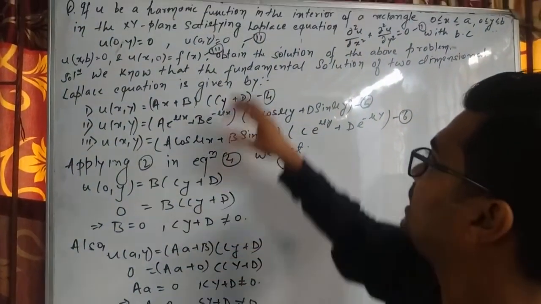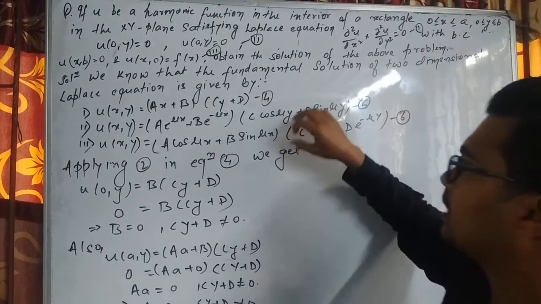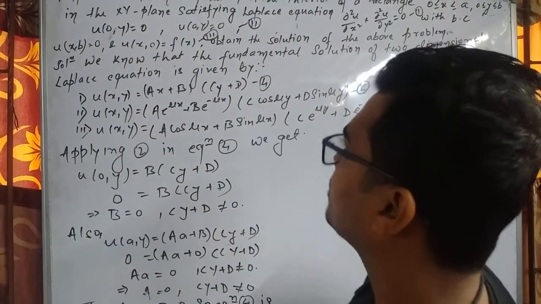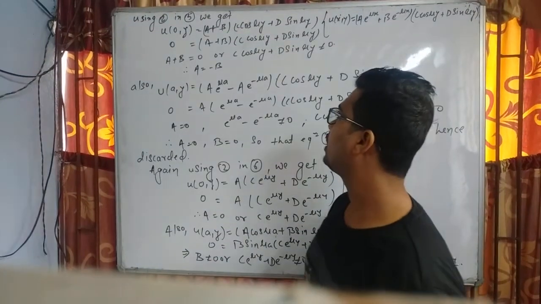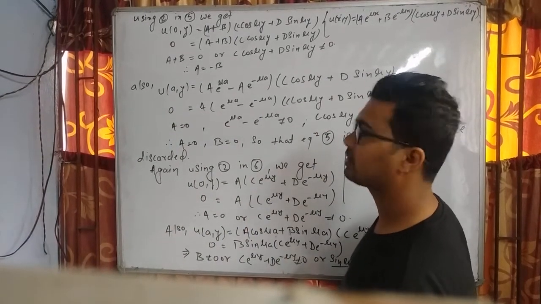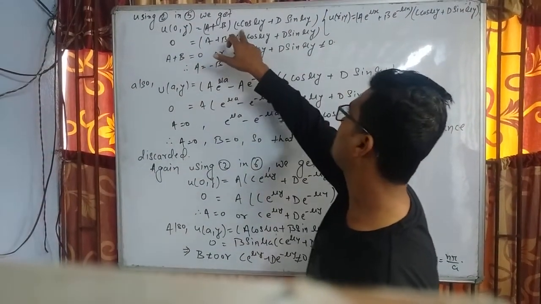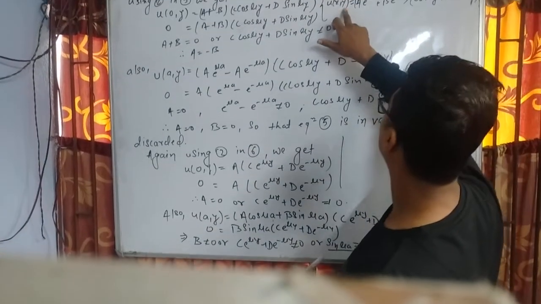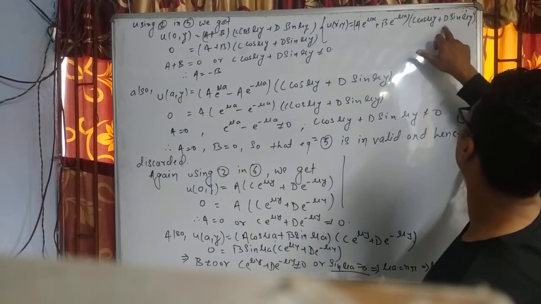Now we'll again put these boundary conditions over our equations number 5 and 6, which were our other solutions to the Laplace equation, and we'll try to find the solution of the problem. Now we'll put the boundary conditions in equation number 5, which was our second solution to the fundamental solutions of the Laplace equation, and we get u(0,y) equal to (a plus b) into (c cos mu y plus d sin mu y). Our second solution was u(x,y) equal to (a e to the power mu x plus b e to the power minus mu x) into (c cos mu y plus d sin mu y).